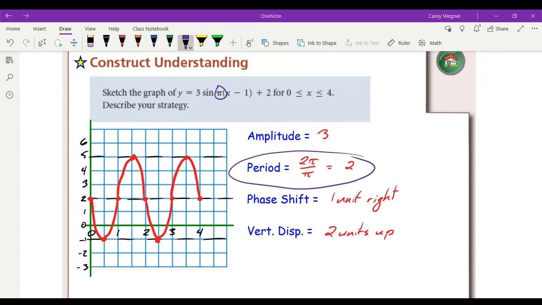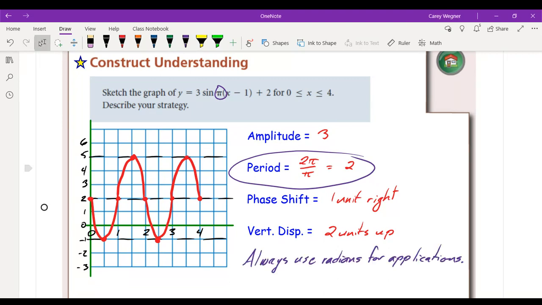And this also raises an important point, that for application questions, we will always, always, always be working in radians, not in degrees. Okay, so let's continue on with this lesson.